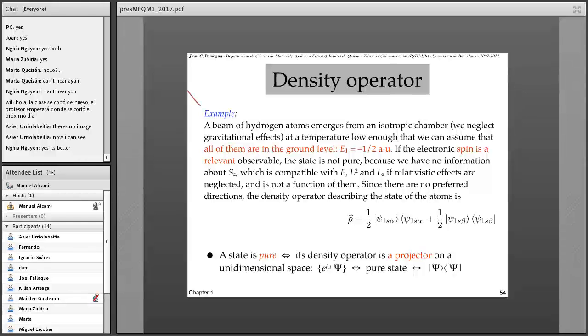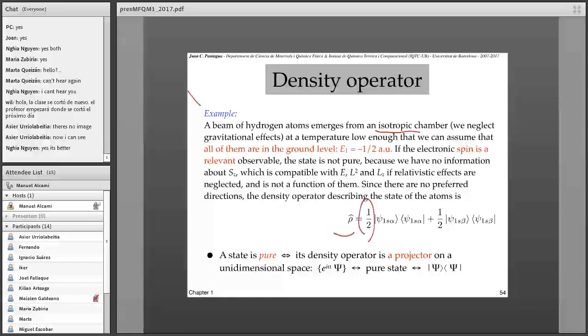Well, let's look at some examples. Let's consider that we have a beam of hydrogen atoms that emerge from an isotropic chamber. Of course, we neglect gravitational effects, and we have it at a low temperature, so we can be sure that all of them are in the ground state. But we are interested in including the spin in our description. And since we have an isotropic chamber, we have no idea of the spin. If we measure S_z, we should have equal probabilities of obtaining positive and negative values. What should be the density operator describing such a situation?